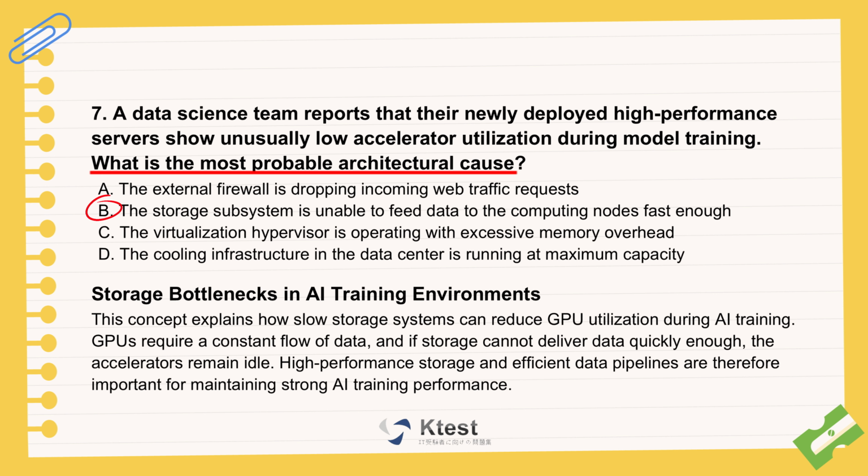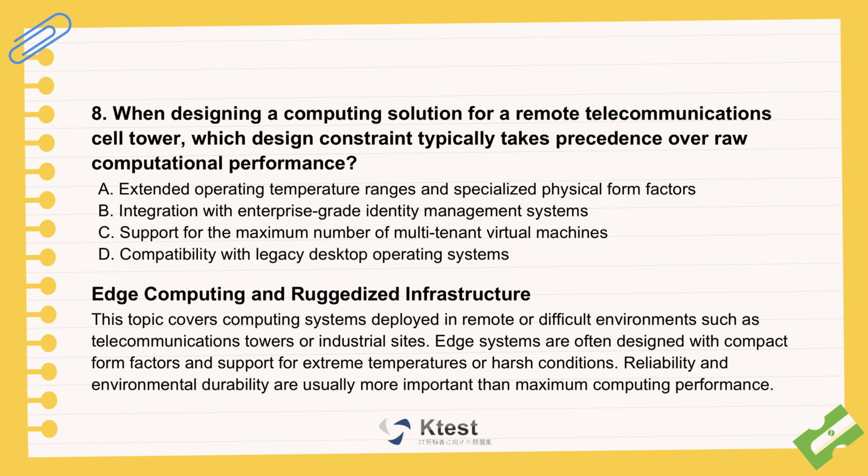Everything we've discussed so far assumes a pristine, highly controlled data center. But what if the data is being generated and needs to be computed out in the real world, like at the base of a remote cell tower? A completely different ballgame. Question 8 addresses this. When designing a computing solution for a remote telecommunications cell tower, which design constraint typically takes precedence over raw computational performance? Okay, let's hear the options.